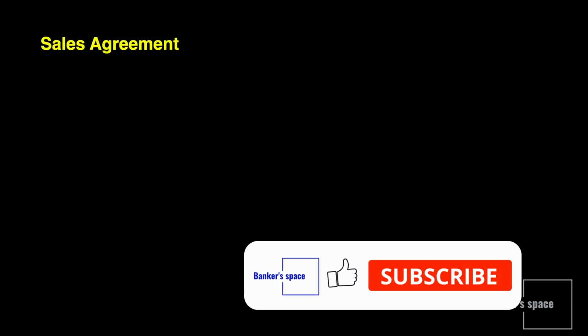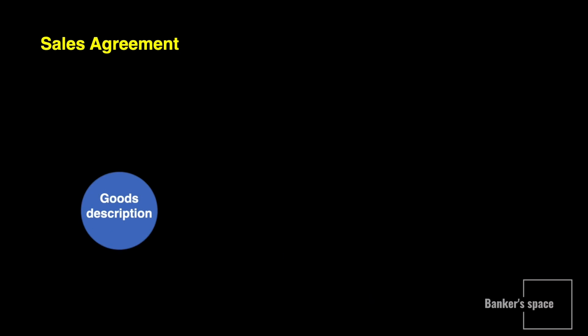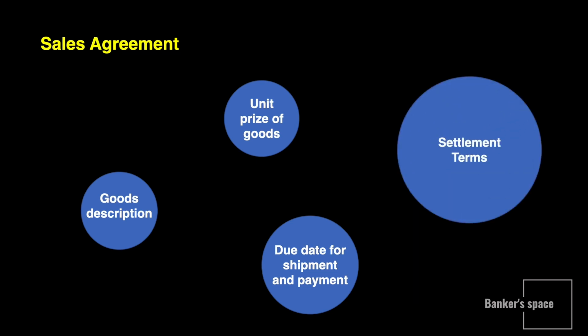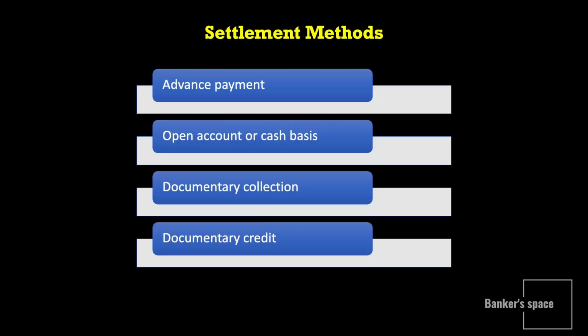Let us see the first process. The sales agreement concluded between the buyer and the seller is an important document. This contains the goods description, unit price of goods to be purchased, shipment date, settlement terms, and much more. And when it comes to settlement terms, normally there are four methods of settlement in an international trade. They are advance payment, open account or cash basis, documentary collection, and documentary credit.